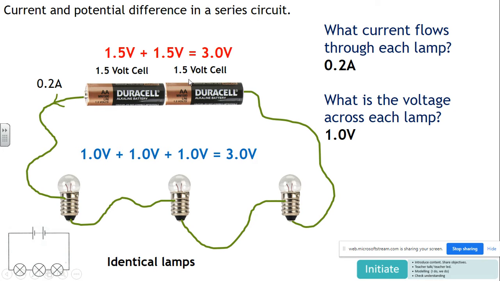These are the voltage givers, and we've got 2 1.5 volt cells. So what's our total voltage that's been provided to the circuit? It's 3 volts. Okay, does that make sense? We have 3 identical bulbs. If they're identical, they're each taking the same amount of energy, and the total energy that's provided is 3 volts. So it makes sense that each one of these is taking 1 volt, 1 volt, 1 volt, adds up to 3.